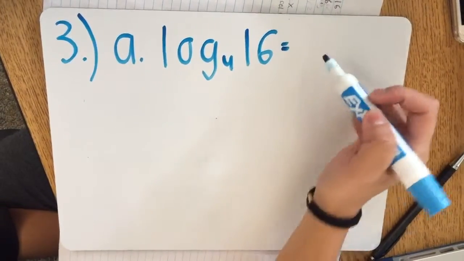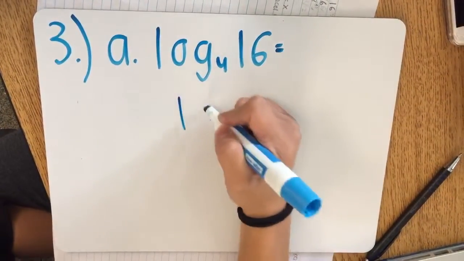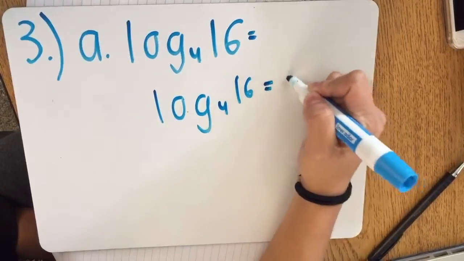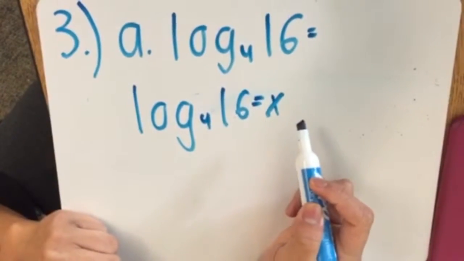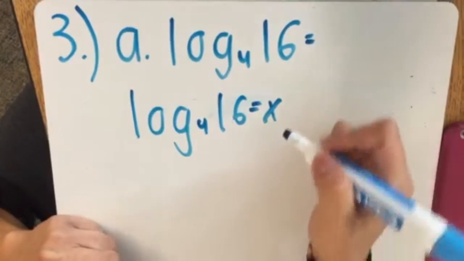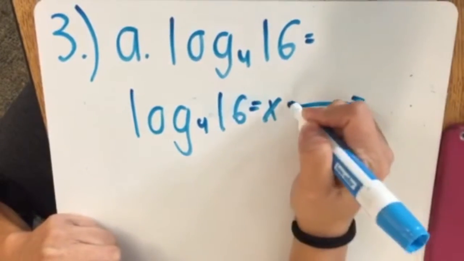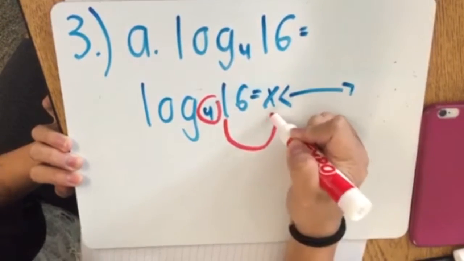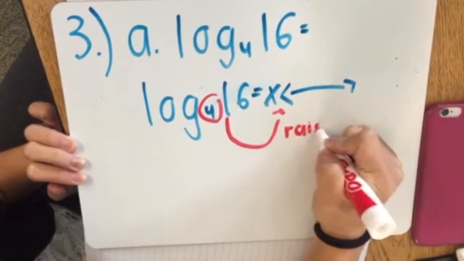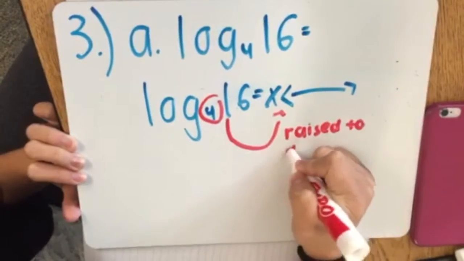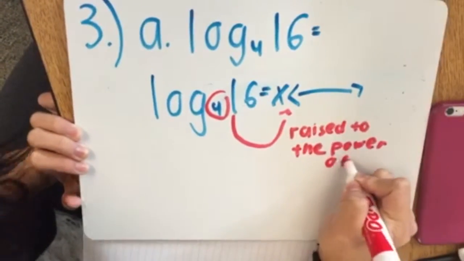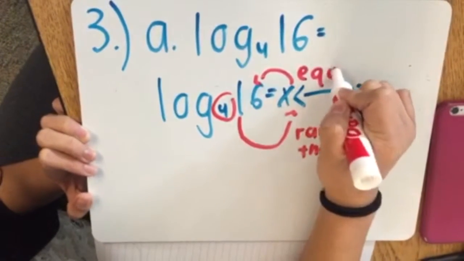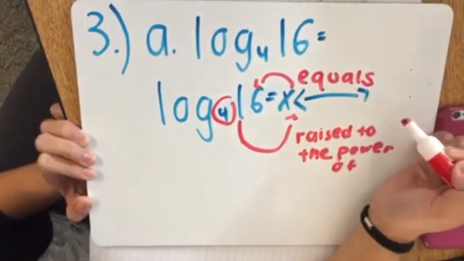The first thing you should do if the log equation isn't already equal to something is to make it equal to x. So for this problem, it would be log base 4 of 16 equals x. This is because you are going to rearrange this and connect it into an exponential version. To write this in exponential form so that you can find the answer, you start with the base. And then, you raise the base to the power of what's on the right side. So the base of 4 is raised to the power of x, which equals 16.